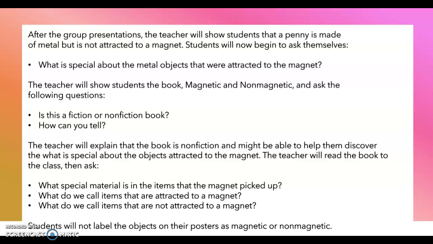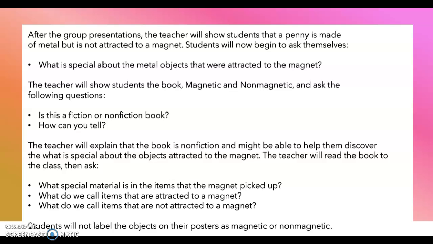After group presentations, the teacher will show students that a penny is made of metal, but it's not attracted to a magnet. Students will ask themselves, what is special about the metal objects that were attracted to the magnet? The teacher will then show students the book, Magnetic and Non-Magnetic, and ask the following questions. Is this a fiction or nonfiction book? How can you tell? The teacher will explain that the book is nonfiction and that it might help them discover what is special about the objects that are attracted to the magnet.